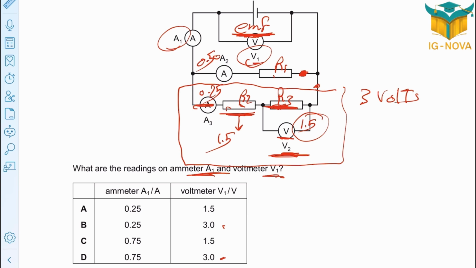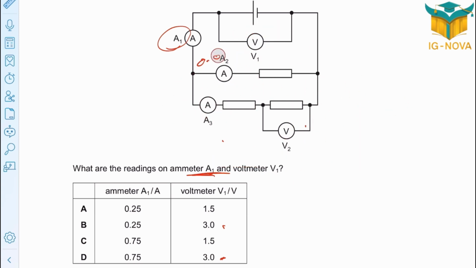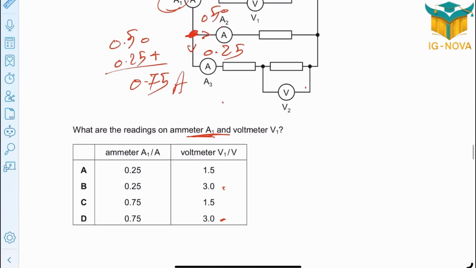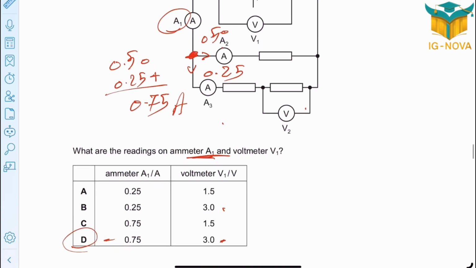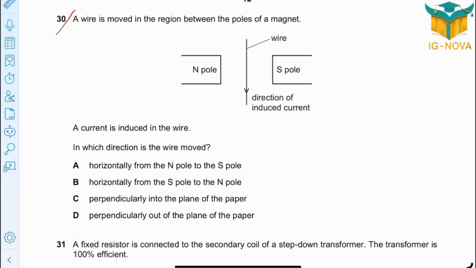For the current here, he told you here 0.25, A2 is 0.50, here the current is branched, so the summation of them, 0.50 plus 0.25, is 0.75 ampere as a result, which is option D. D is the correct option. Very, very good question.